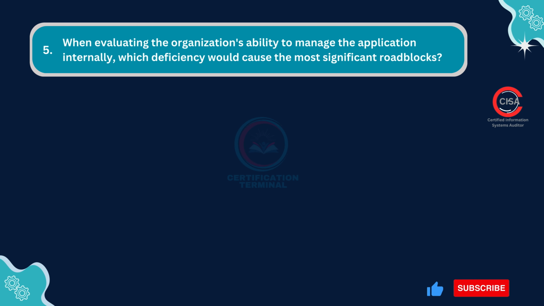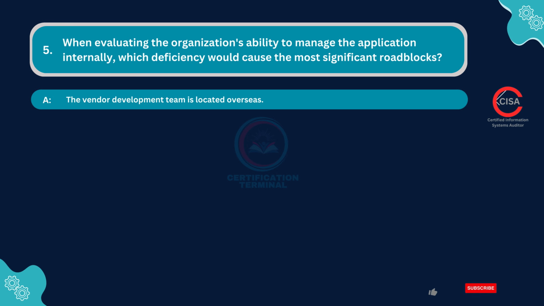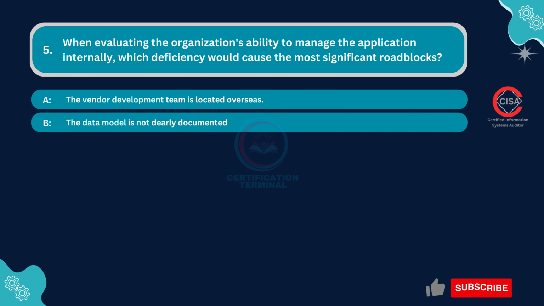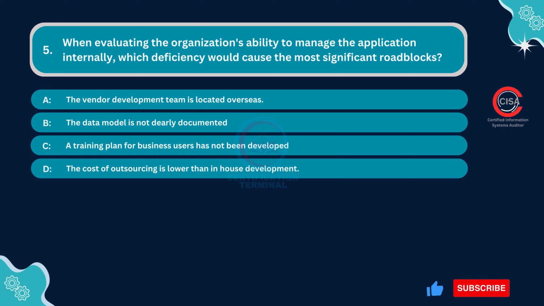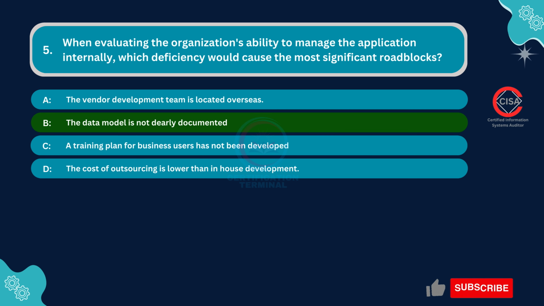Question number 5. When evaluating the organization's ability to manage the application internally, which deficiency would cause the most significant roadblocks? Option A. The vendor development team is located overseas. Option B. The data model is not clearly documented. Option C. A training plan for business users has not been developed. Option D. The cost of outsourcing is lower than in-house development. The correct answer is Option B. The data model is not clearly documented.